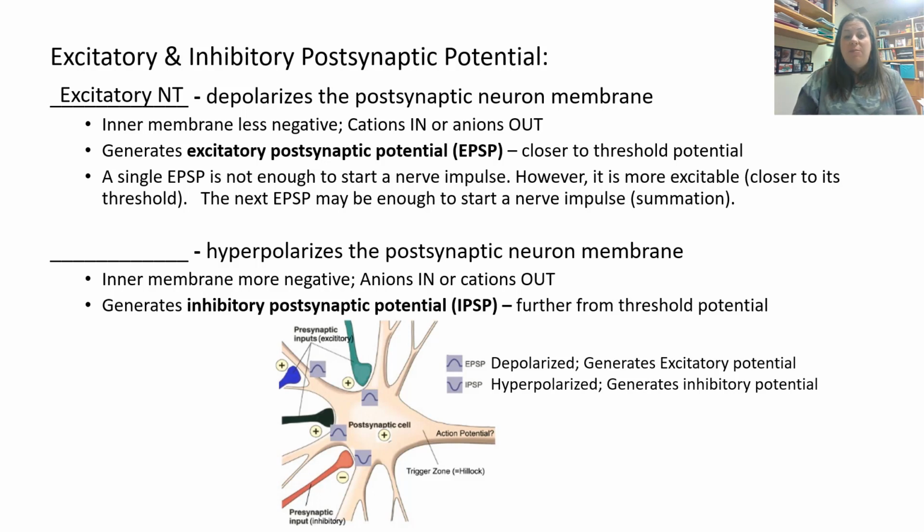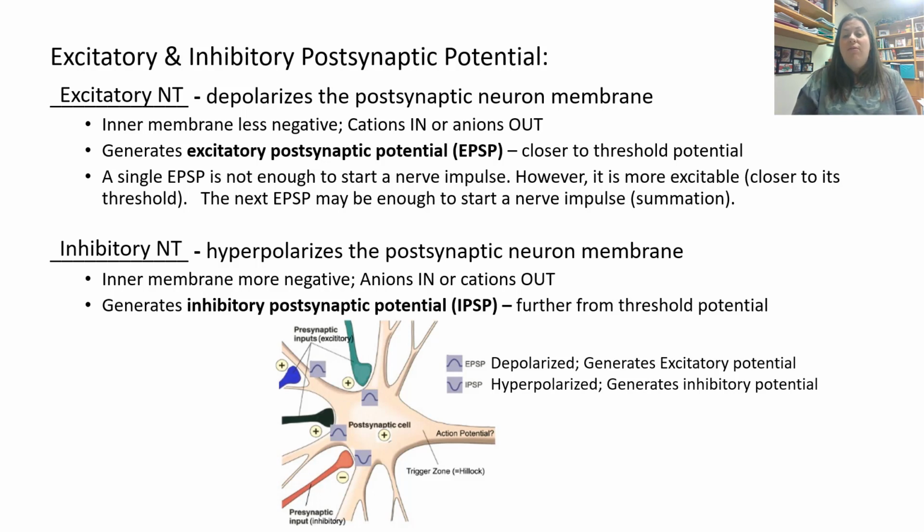Okay, so the next EPSP may be enough to start the actual nerve impulse because summation is happening here, since these are graded potentials. On the other hand, there's what we call inhibitory neurotransmitters. These are going to hyperpolarize the postsynaptic neuron membrane. This is where the inner membrane becomes more negative. So this could be anions in or cations out. This generates what we call an inhibitory postsynaptic potential, an IPSP.